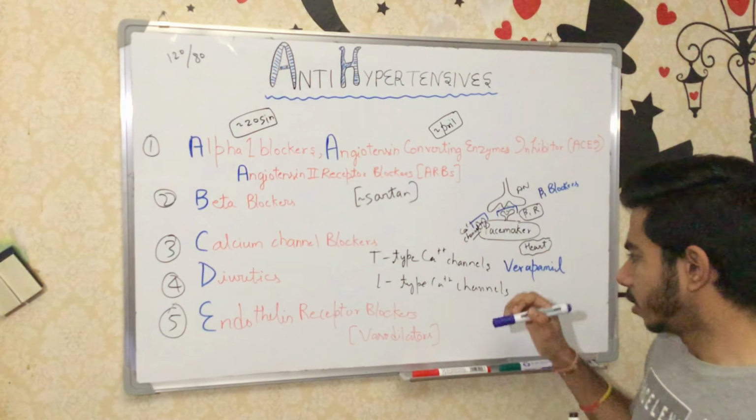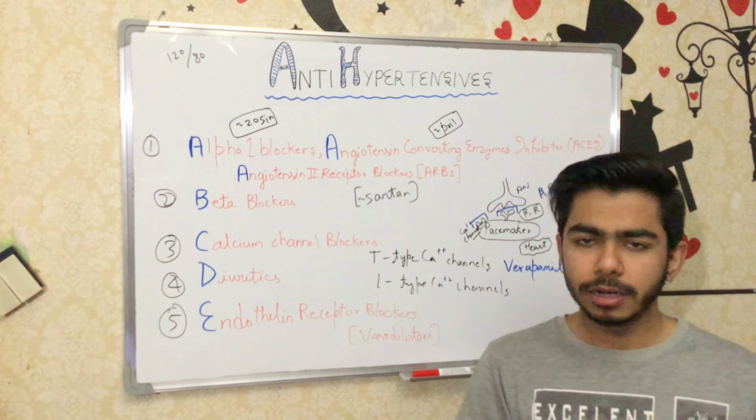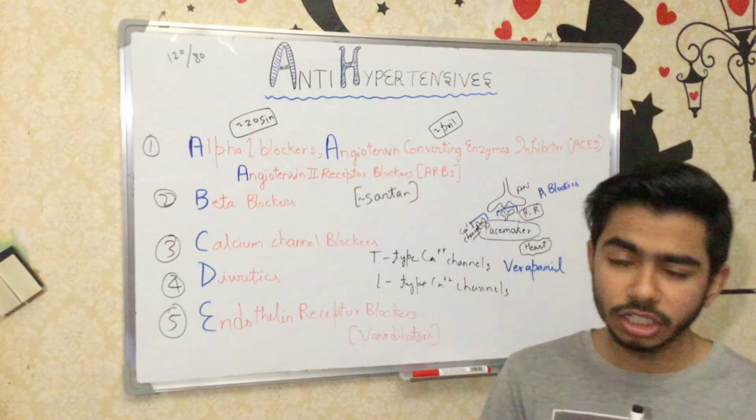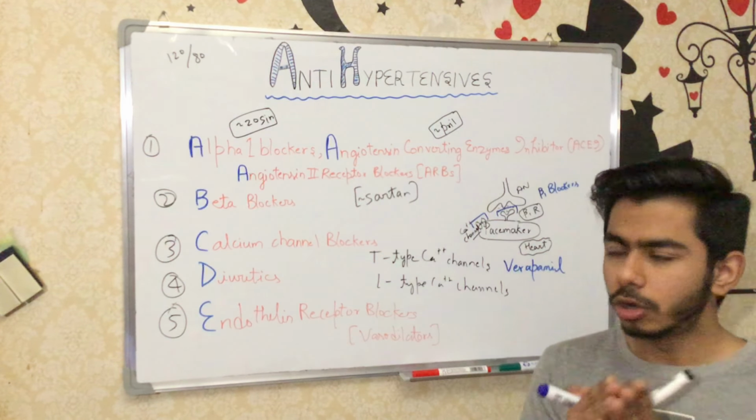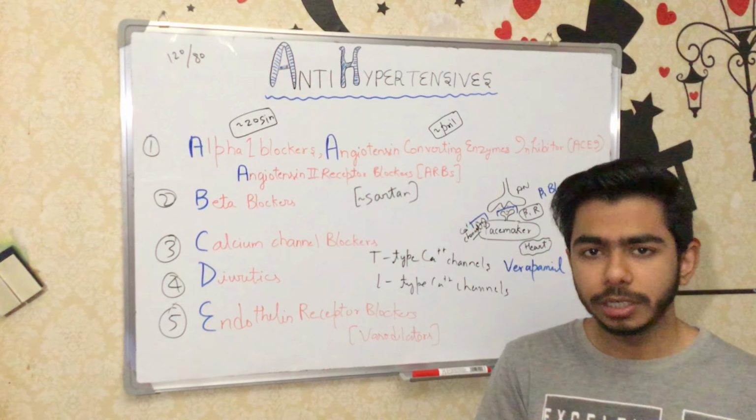Now, talking about the L-type calcium channels, they are present in the smooth muscle cells again. So, as the calcium goes inside, again what will happen? You know that there will be increased blood pressure, as there will be the contraction or narrowing of the lumen, which leads to an increase in blood pressure.